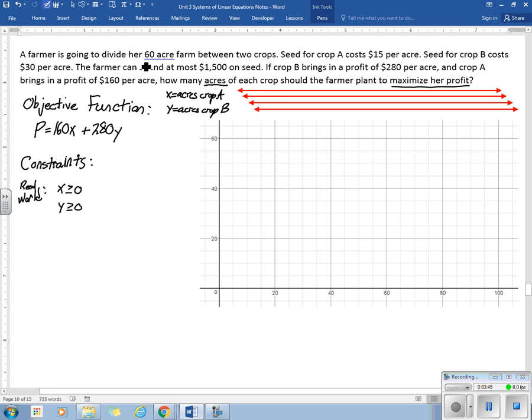Then let's go back in the problem and look for things that are limiting us, right? So it says a farmer is going to divide her 60 acres. That right there is a limitation. There's a limitation there because we only have 60 acres to work with. So there's going to be one constraint dealing with land available. We'll figure that one out.